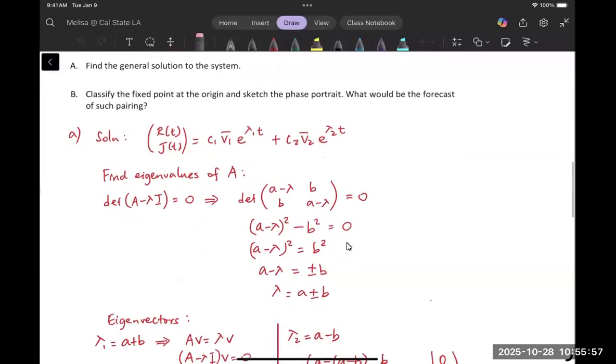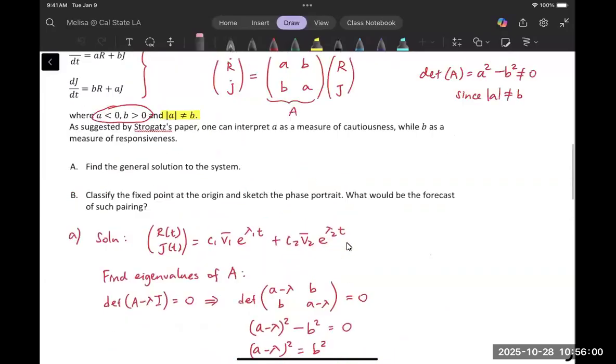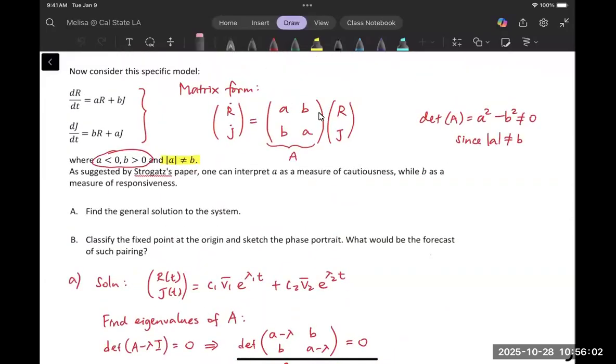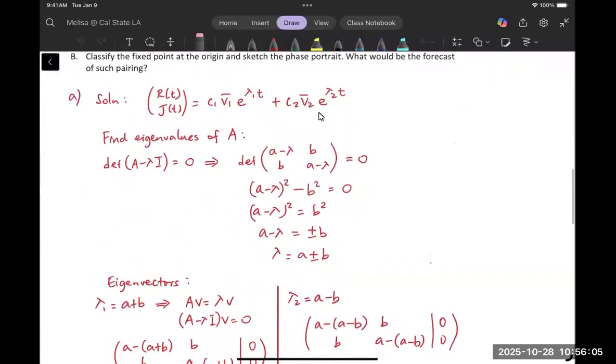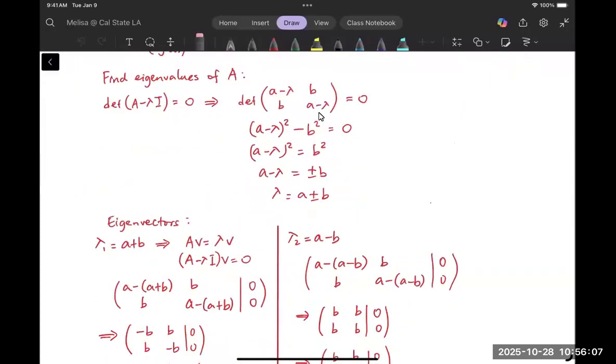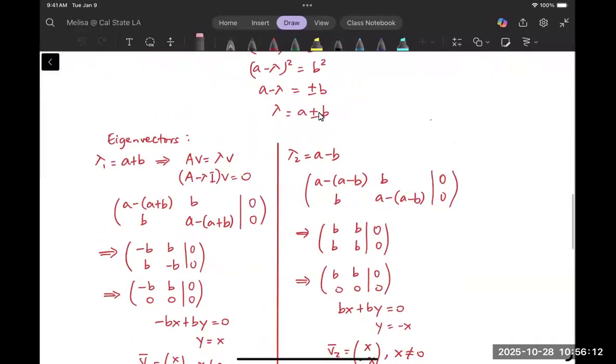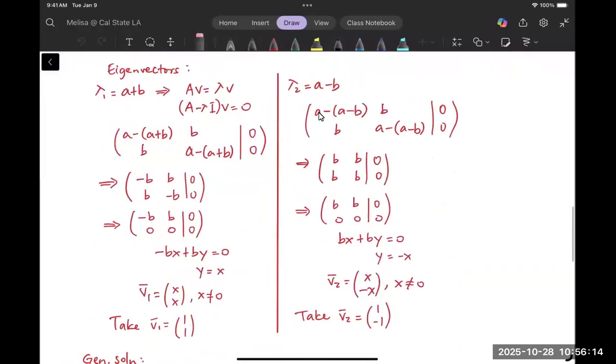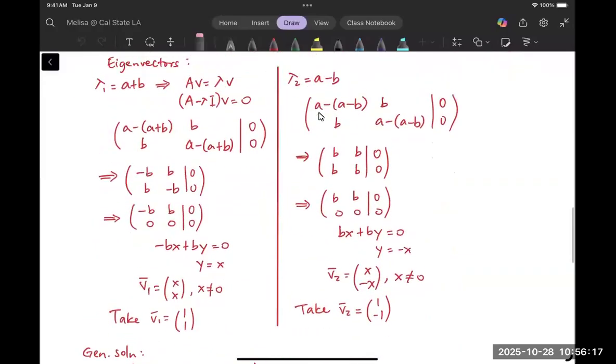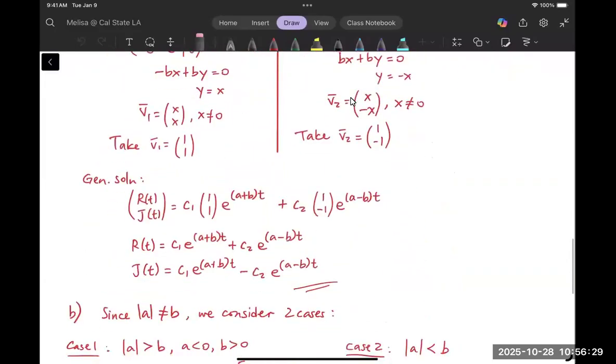Using the eigenvalues and eigenvectors. So when you have the coefficient matrix like this, you can find the eigenvalues. And for this example here, the eigenvalues are A plus B and A minus B. And the associated eigenvectors are (1, 1), that's the eigenvector associated with A plus B, and (1, -1), that's the eigenvector associated with the second eigenvalue, A minus B. Okay, so then when you write down the general solution, this is how it looks.